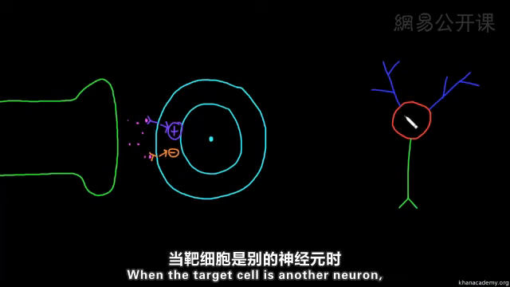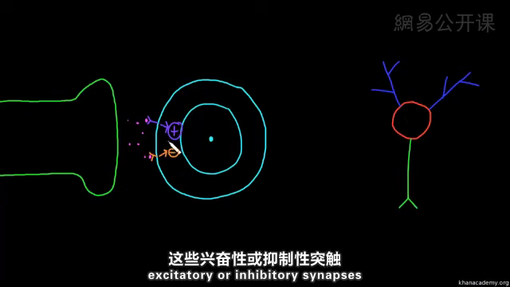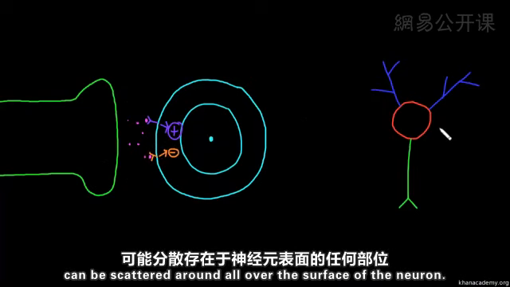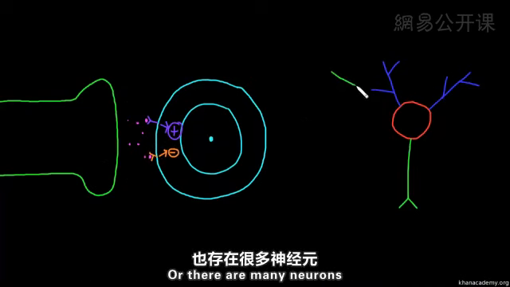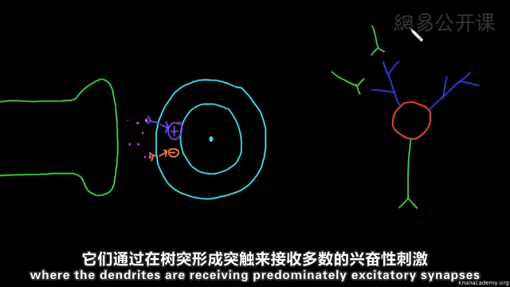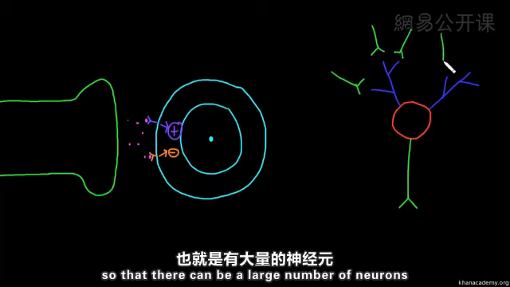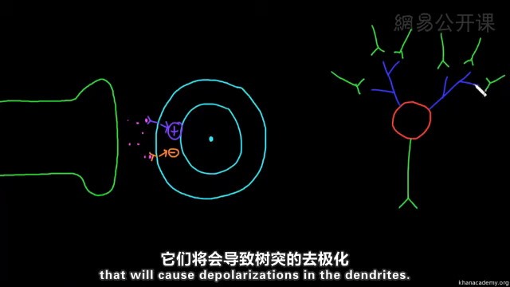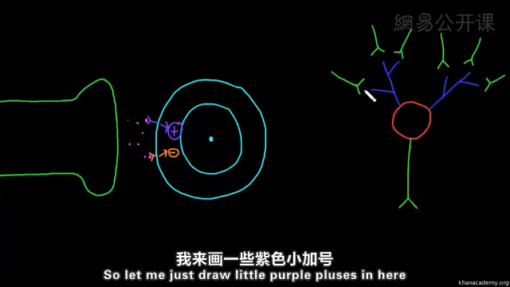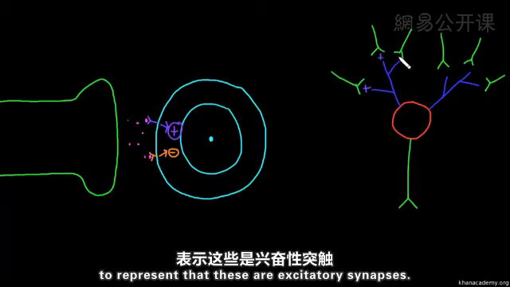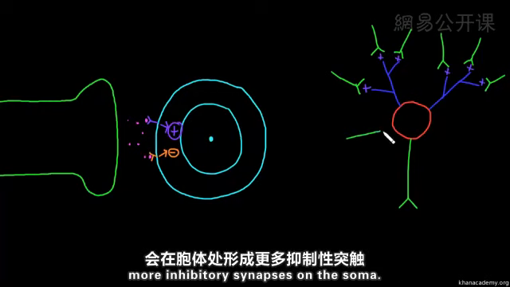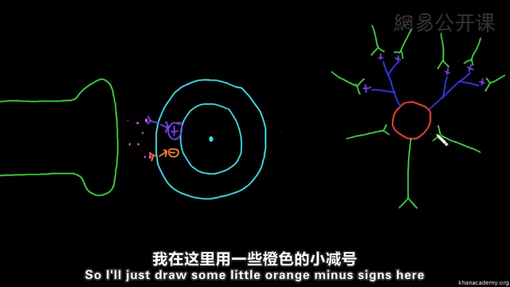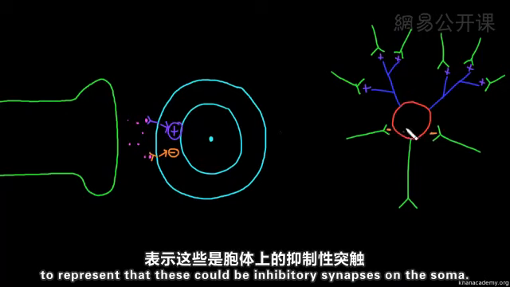When the target cell is another neuron, excitatory or inhibitory synapses can be scattered all over the surface of the neuron, or there are many neurons where the dendrites are receiving predominantly excitatory synapses, so that there can be a large number of neurons synapsing on the dendrites and releasing neurotransmitters that will cause depolarizations in the dendrites. So let me just draw little purple pluses in here to represent that these are excitatory synapses. And then many neurons like this will have more inhibitory synapses on the soma. So I'll just draw some little orange minus signs here to represent that these could be inhibitory synapses on the soma.